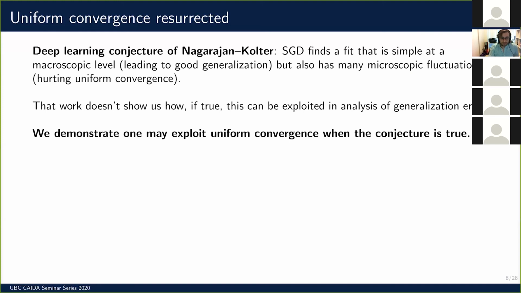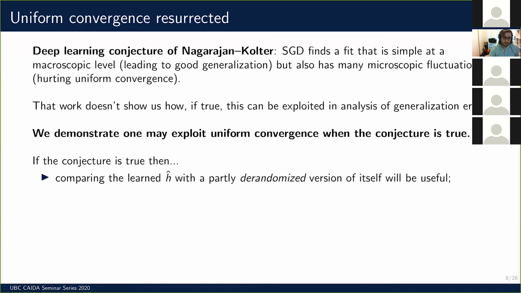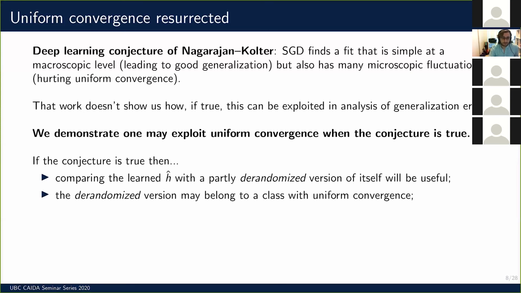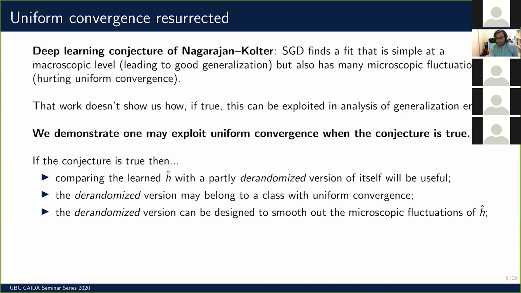So what we do is we demonstrate that one may yet exploit uniform convergence even if the conjecture is true. So if the conjecture is true, comparing our learned hypothesis H hat with a partly derandomized version of itself will be useful. And the derandomized version may belong to a class with uniform convergence. And the derandomized version could be designed to smooth out these microscopic fluctuations. So intuitively, if we forgot the exact angular direction where this microscopic fluctuation occurred, then we wouldn't be assigning so much generalization error to it because of the existence of these adversarial hypotheses.